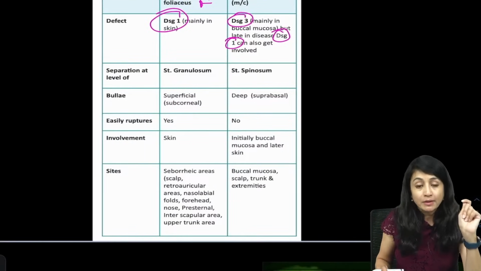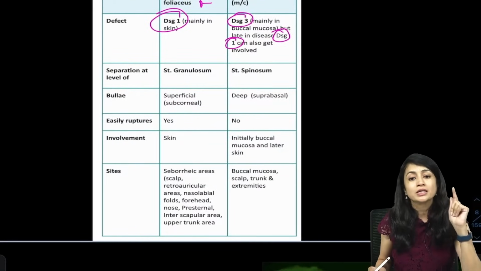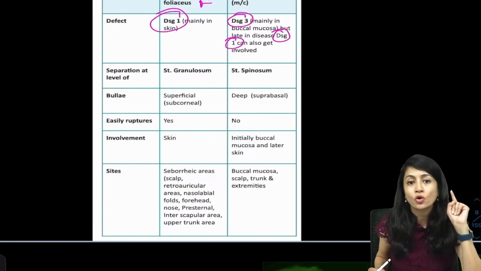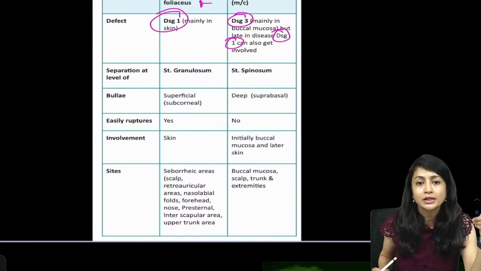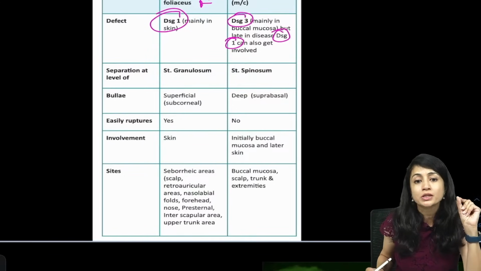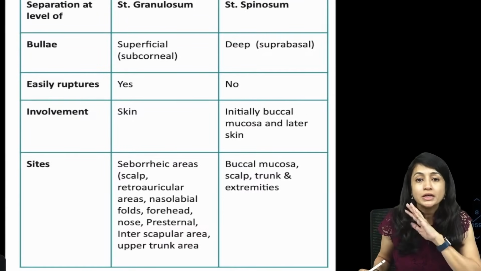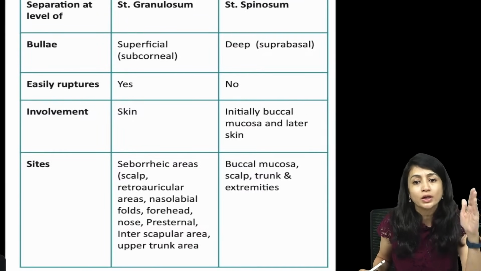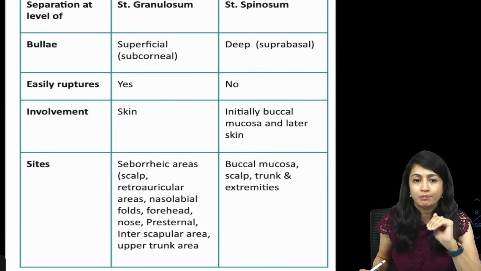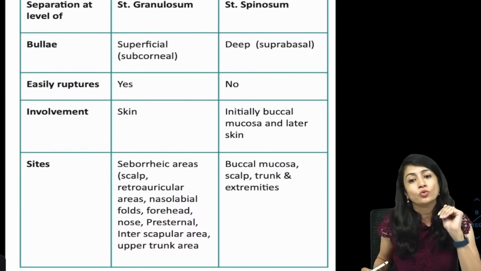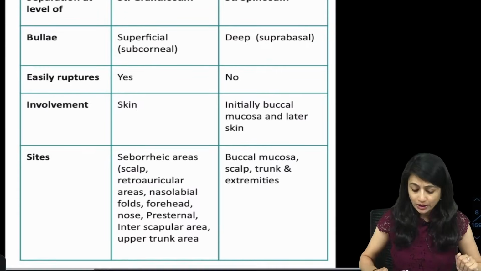Then the separation in foliaceus is subcorneal or at the level of granulosum, whereas separation in PV is suprabasal or at the level of stratum spinosum. Bullae are more superficial, so rupture easily in foliaceus. In PV they are deep and so can persist for 2 to 3 days. Mucosal involvement is not seen in PF because desmoglein 1 is not present in the mucosa. So, we do not see mucosal involvement. It is only seen in PV. The seborrheic areas are more commonly involved in PV. So, please remember these important points because they are frequently asked.